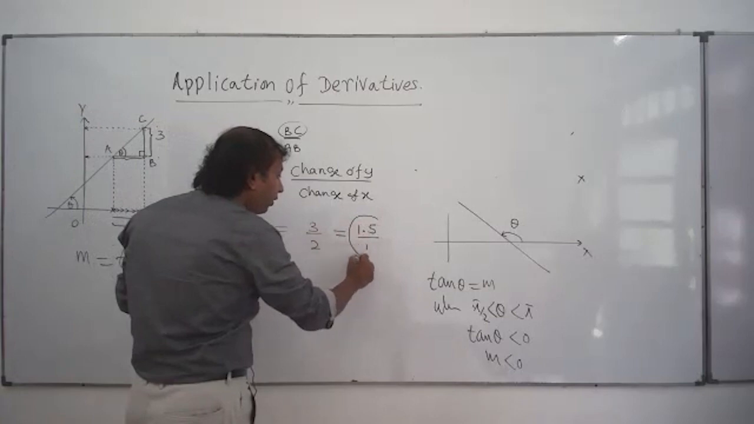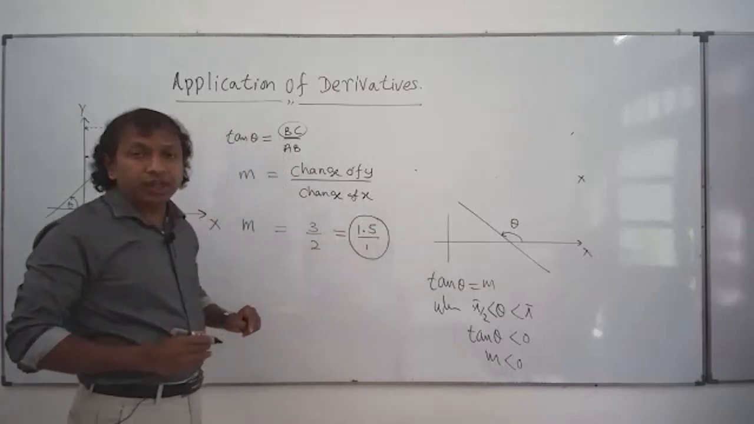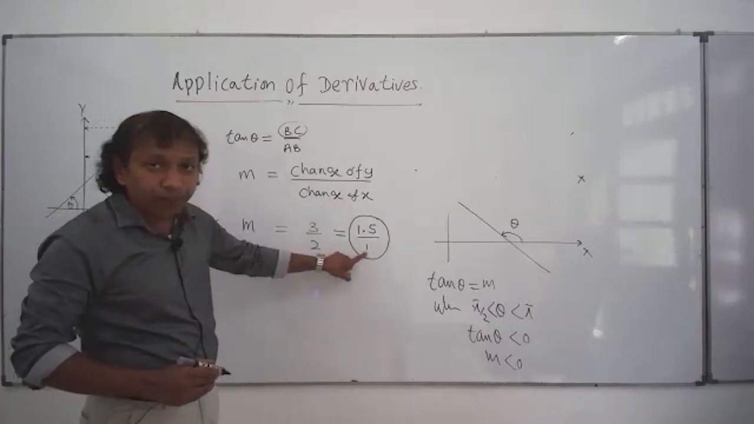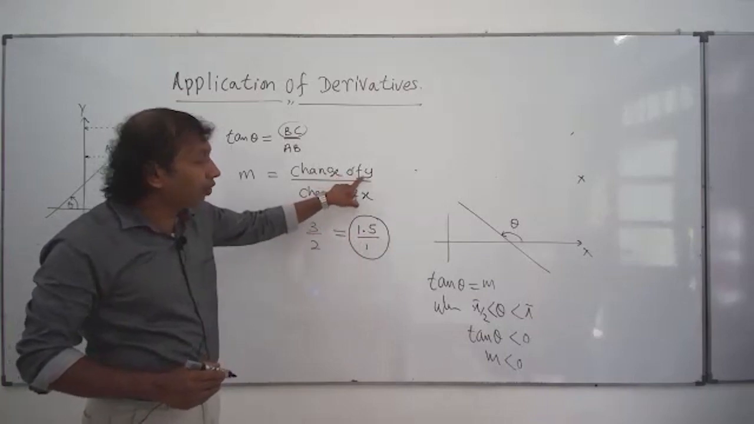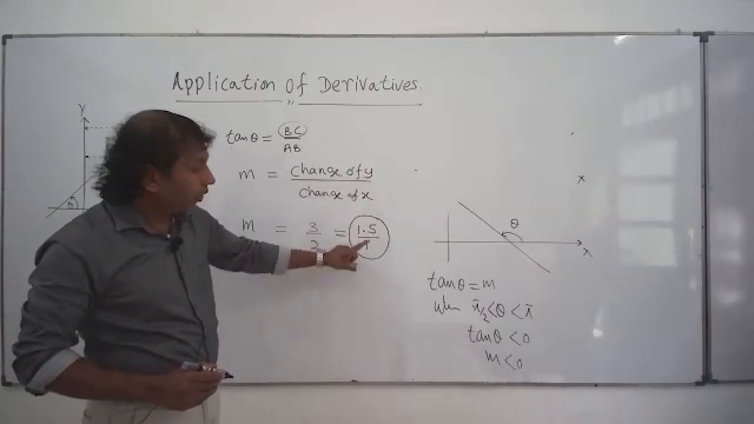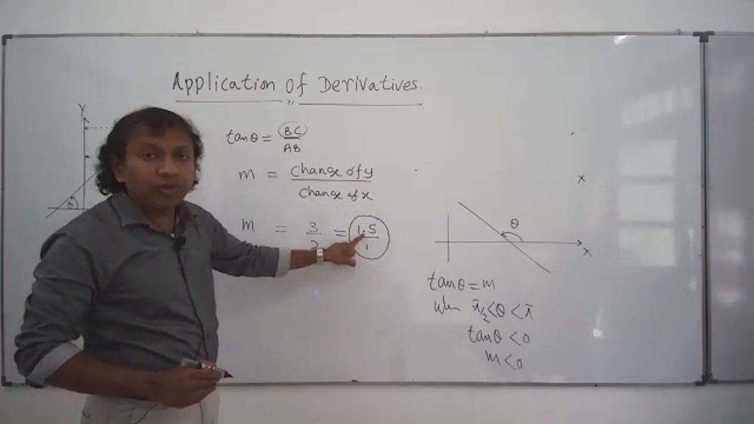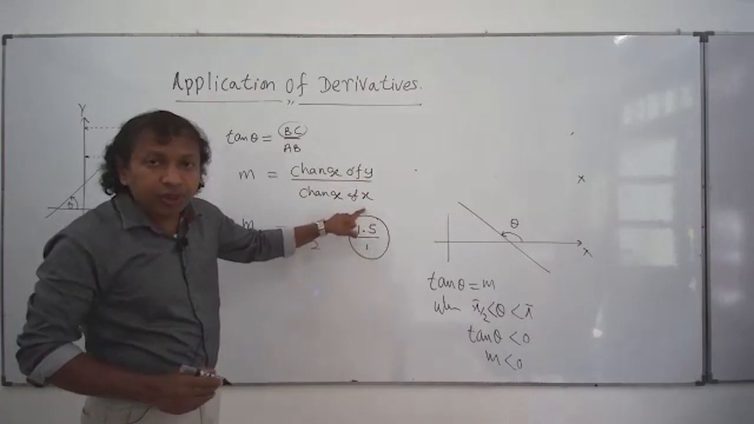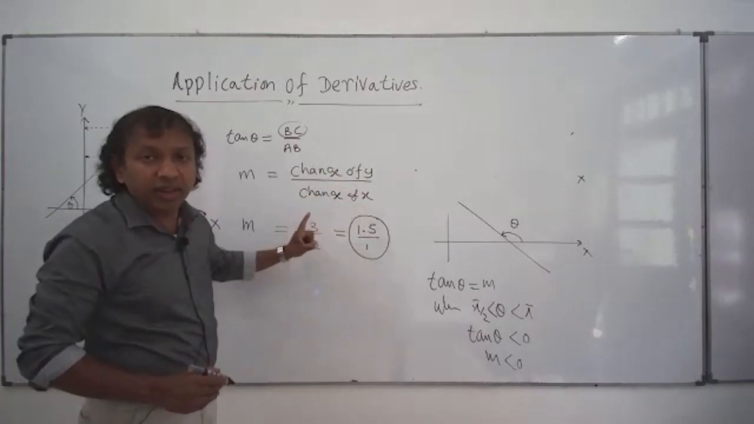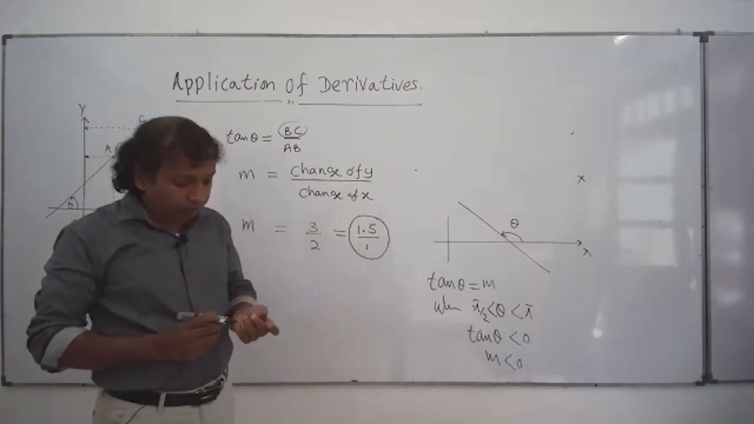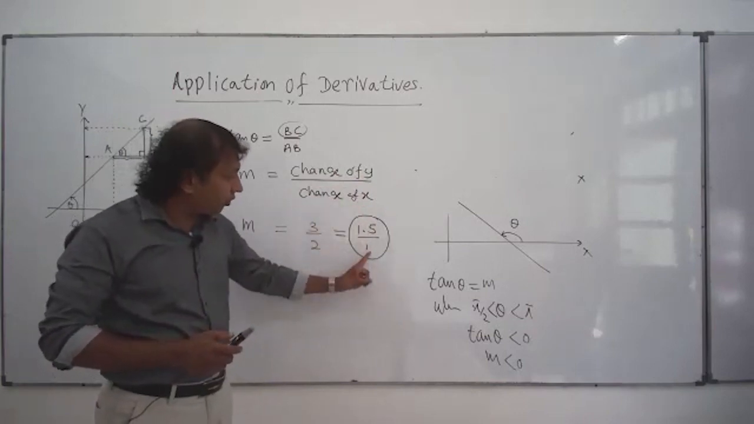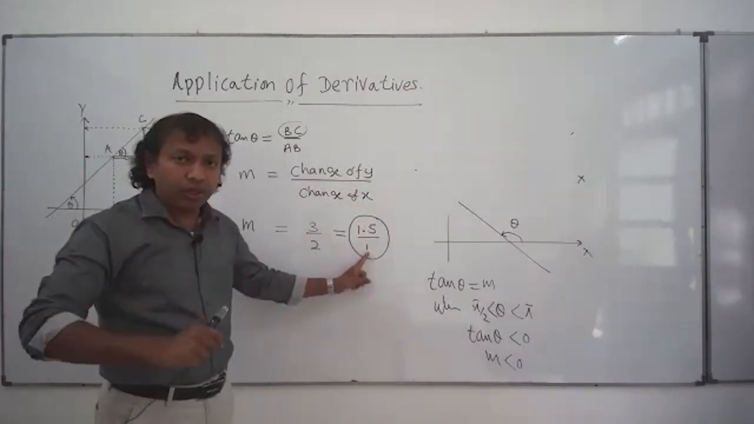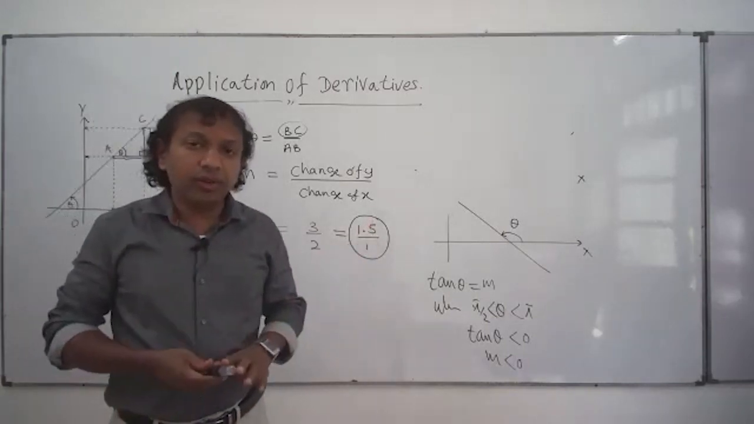So how do you interpret this gradient? We notice the denominator means change of x. Now it is 1. This means the corresponding change of y. It is 1.5. What do you mean by this, people? When x changes by 1 unit, the corresponding change of y is the gradient. Understood? Here the denominator is the change of x. Now it is 1. When the change of x is 1 unit, the corresponding change of y is the gradient.